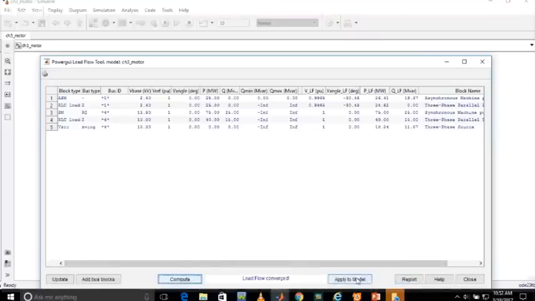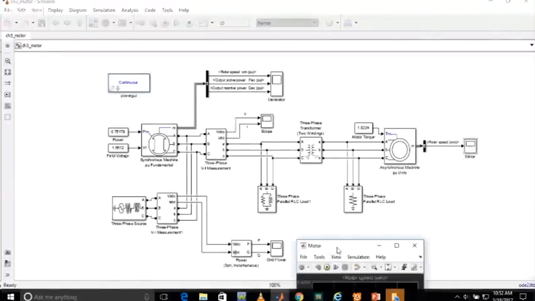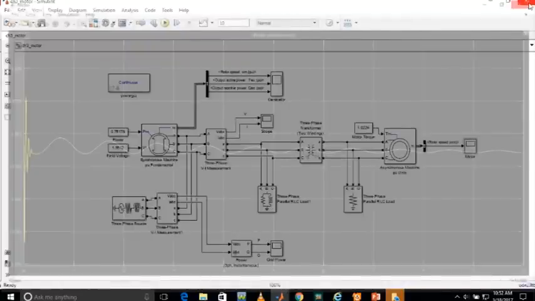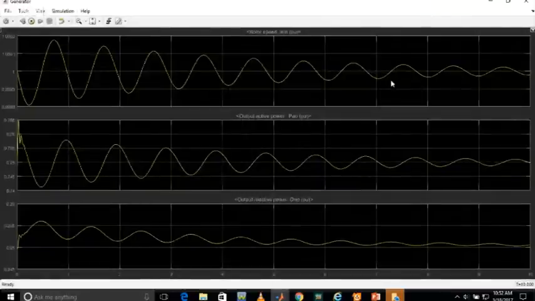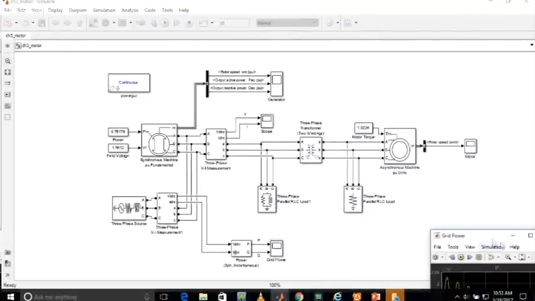Then you apply to the model. After computing, apply to the model and then run the whole system again. So these are the motor parameters, only speed is there. It's around 0.97655. And this is the output active power and reactive power provided by the synchronous machine and its speed, how it's varying with respect to load. And similarly, the amount of power that is delivered by our swing bus.